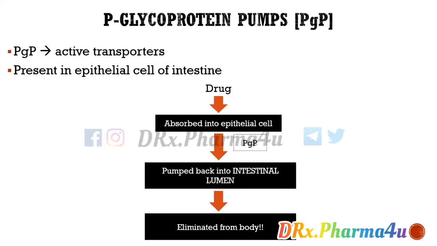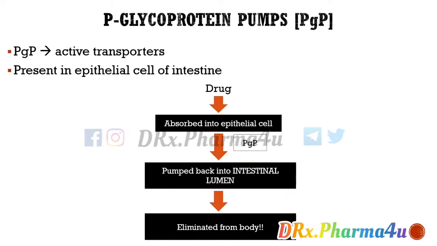So let's come to the first topic today, P-glycoprotein pumps. You may have heard of this term, P-glycoprotein. P-glycoproteins are actually active transporters. P-glycoprotein pumps are active transporters which are present in the epithelial cells of the intestine. So what happens is, when you take a drug, it gets absorbed into the epithelial cell of the intestine. The P-glycoprotein will throw that drug into the intestinal lumen.